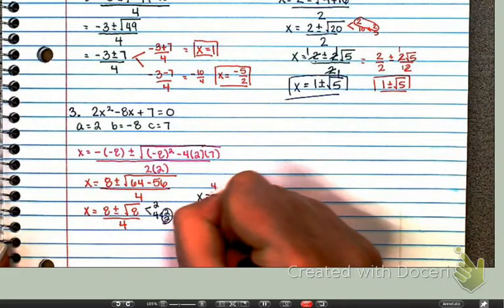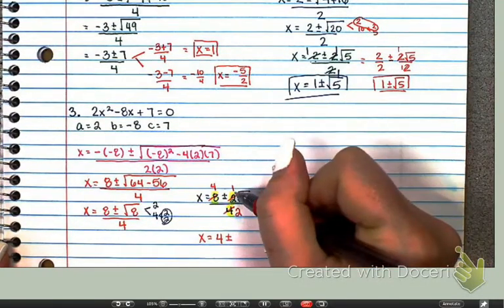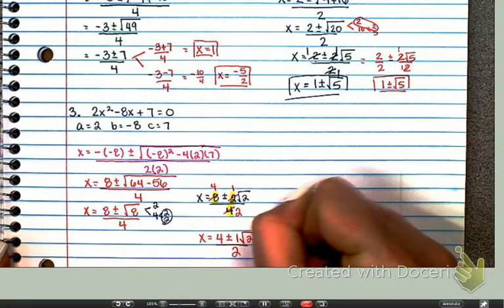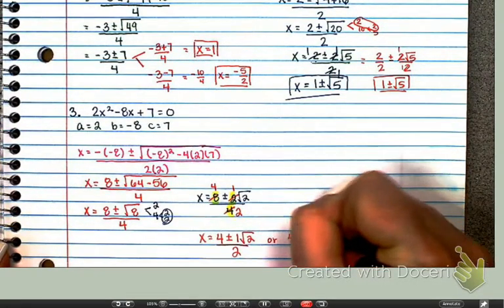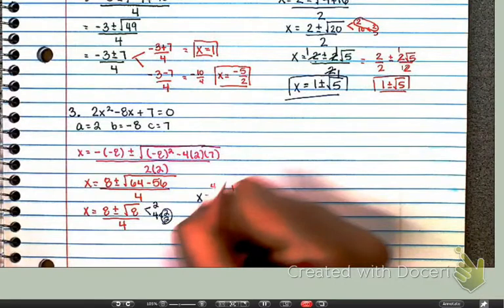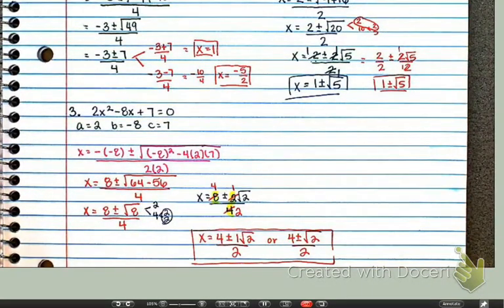My answer is 4 plus or minus, I can write this 1 if I want to, but I don't have to. So 1 square root of 2 over 2, or you can write it without the 1. Either way, it's fine. But you cannot do anything else to that problem. Okay? So you cannot do anything else. This is just going to take some practice, I think, and seeing all the different things that we're going to get.